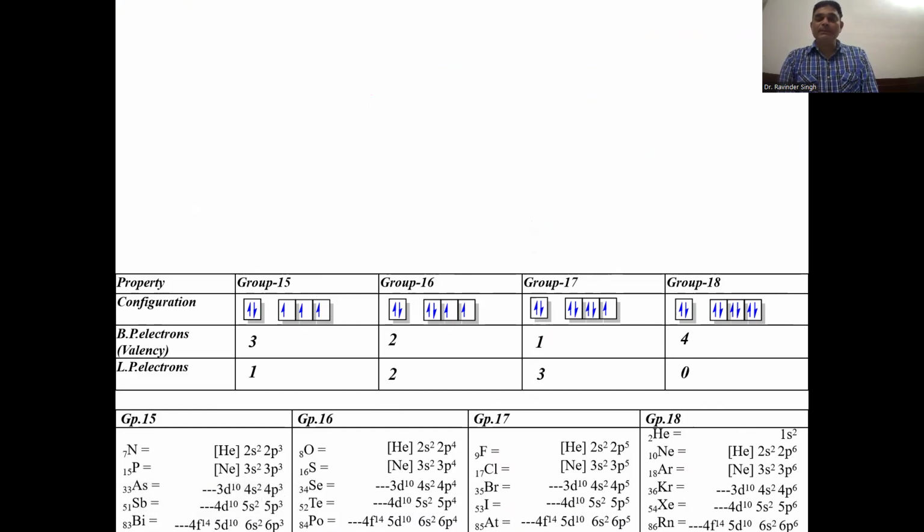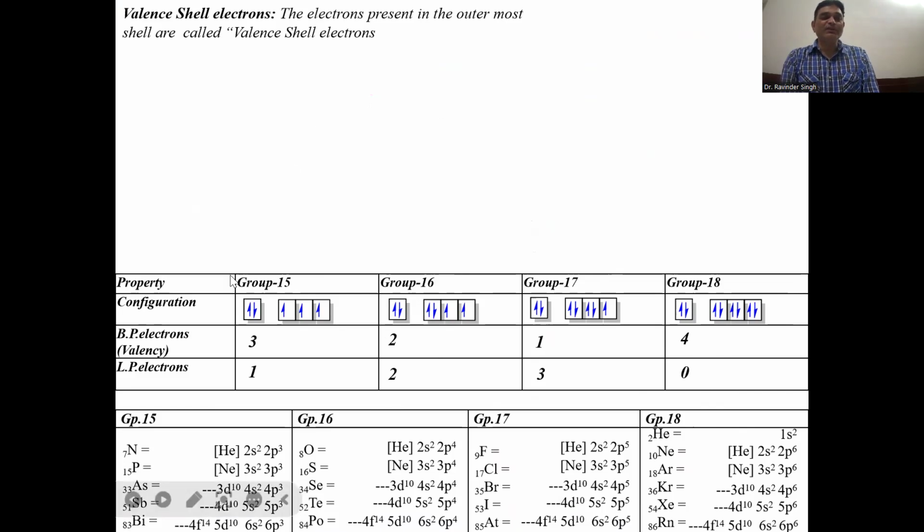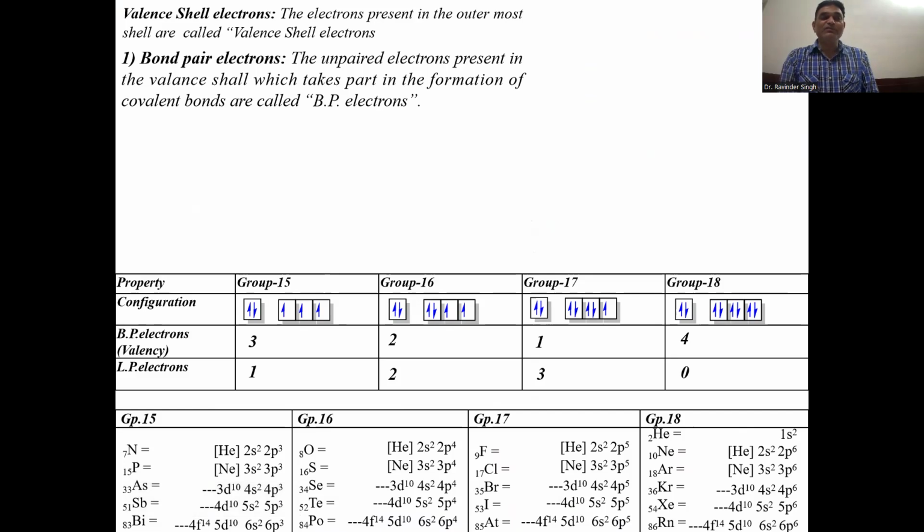Next one, the valence electrons. What are these valence electrons? The electrons which are present in the outermost shell are called valence electrons. These all are valence electrons because they are present in the outermost shell. And these valence electrons are of two types. There are the bond pair electrons: the unpaired electrons present in the valence shell, which take part in the formation of the covalent bond, are called bond pair electrons, right?